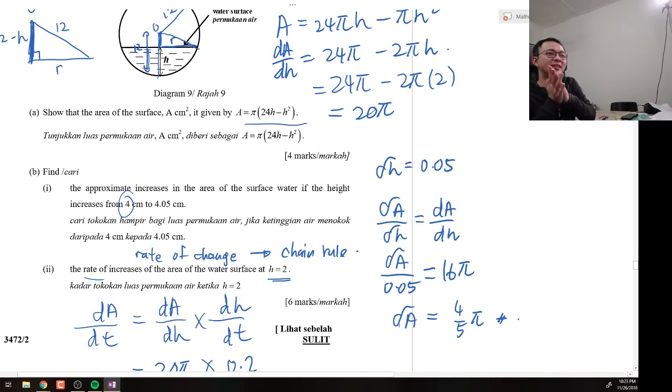If it decreases, it's a negative sign, yeah. Decrease will be the negative sign, yeah.